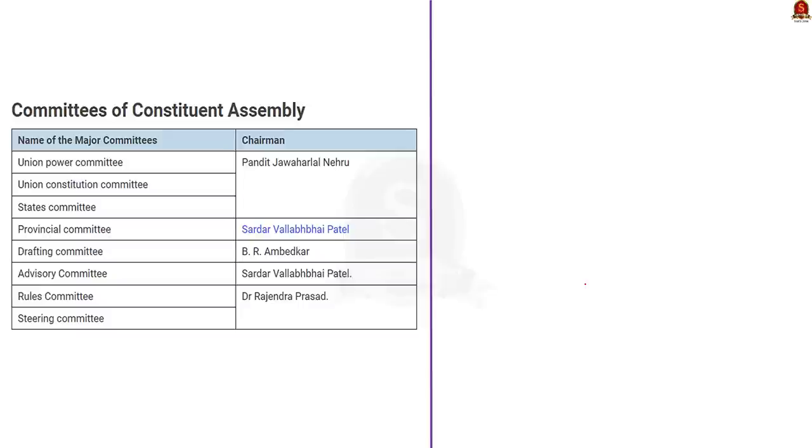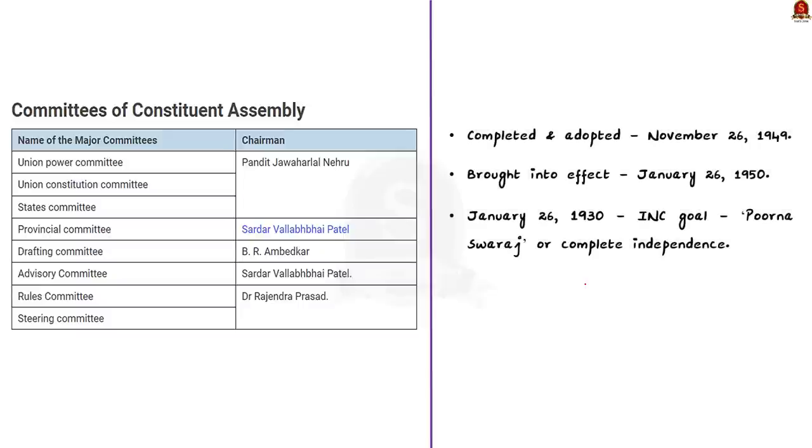Then after almost 3 years of hard work, the constitution was completed and adopted by the Constituent Assembly on November 26, 1949. Know that it was brought into effect only on January 26, 1950, though it was adopted on November 26, 1949. Now, why was the date January 26 chosen?